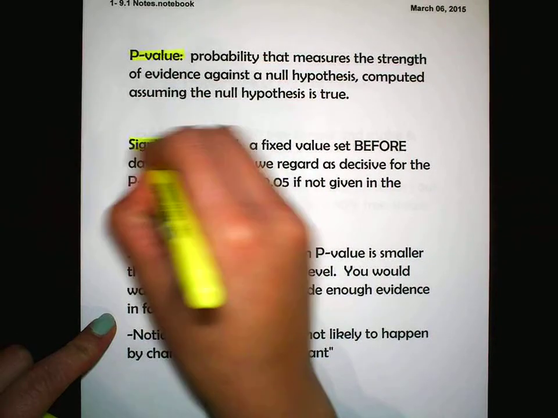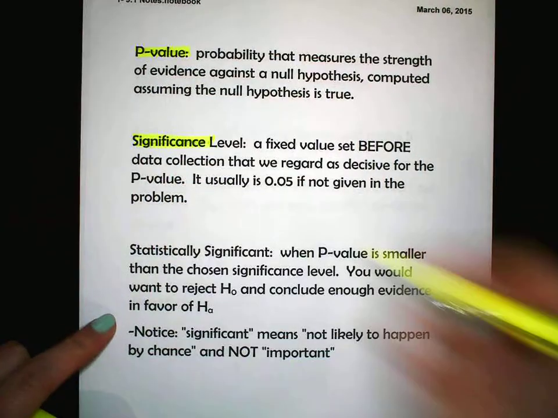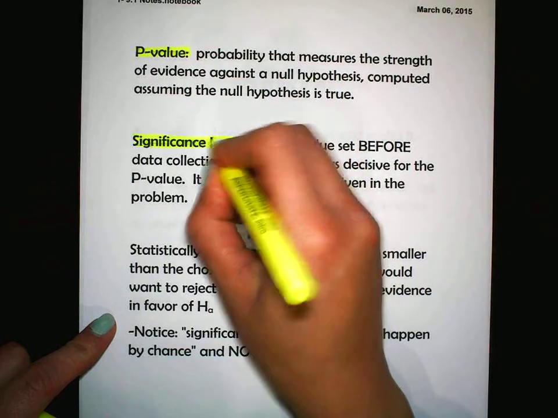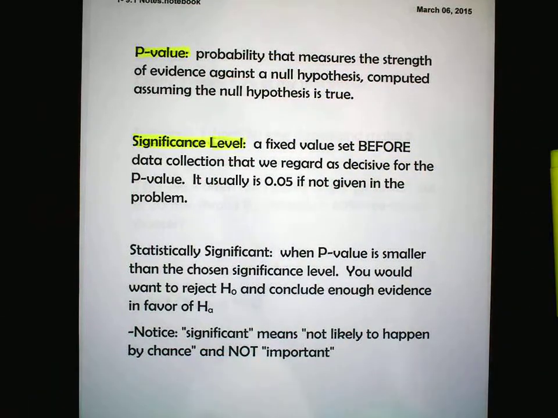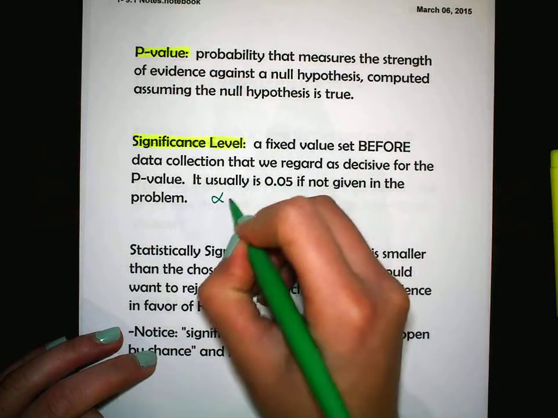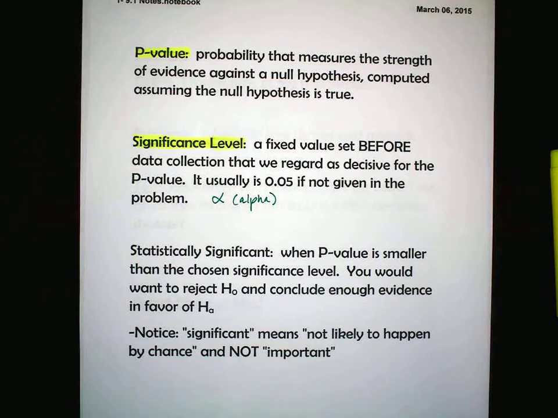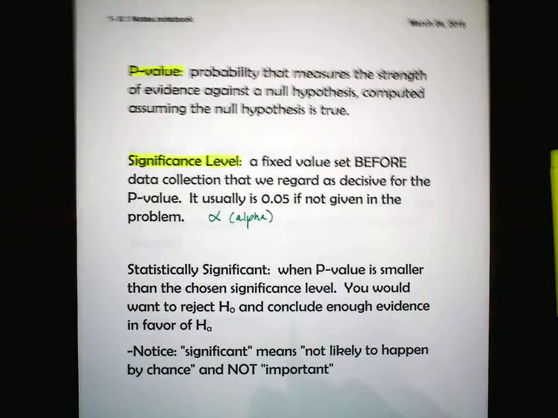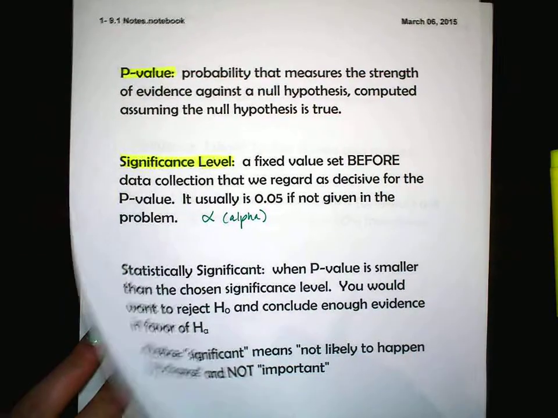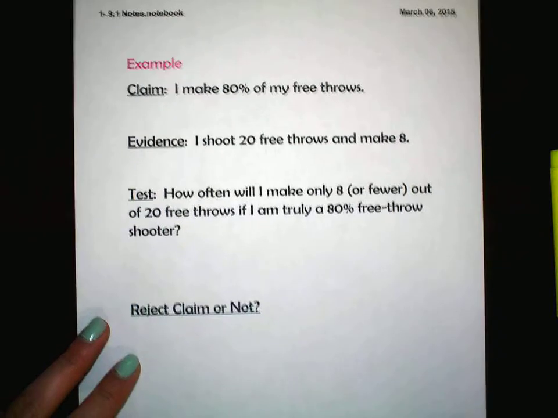Alright, so we have significance level, and the way that you'll see this is using the Greek letter alpha. And here, notice significant only means not likely to happen by chance, and not important. In English class you probably think of significant as something that's important, but with us in AP Stats it's just not likely to happen by chance. Alright, I want to go over a problem with you guys before we actually do something that's on a worksheet.